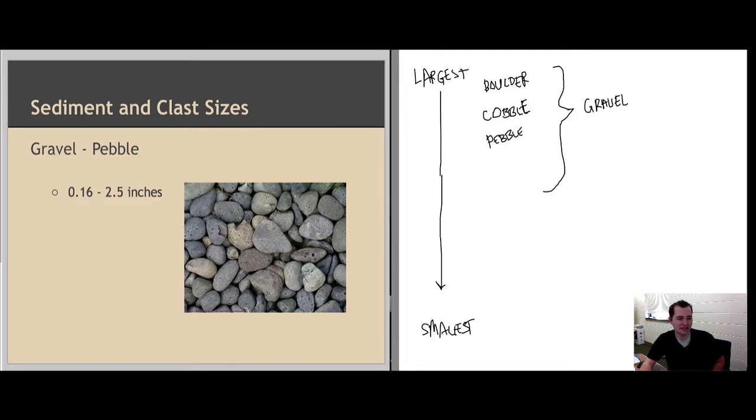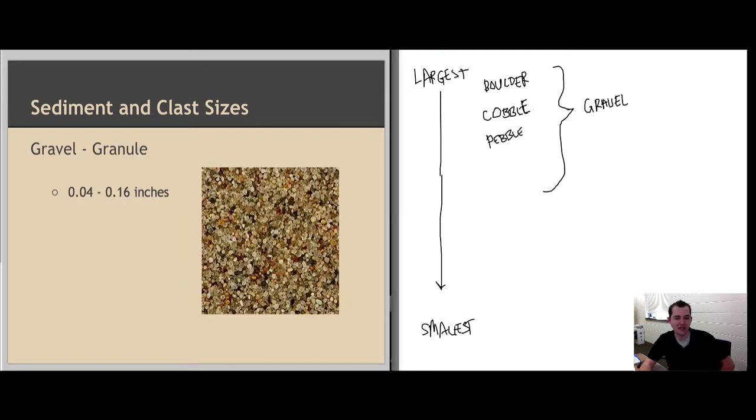All right, so next in our size is going to be what we call granules, and those are almost our last size as far as gravel is concerned. But a granule is, if you've seen like sea salt or large grains of sand. Our next size is going to be sand, and we're smaller than that. We're talking about 0.4 to 0.16 of an inch. So small chunks of rock here.